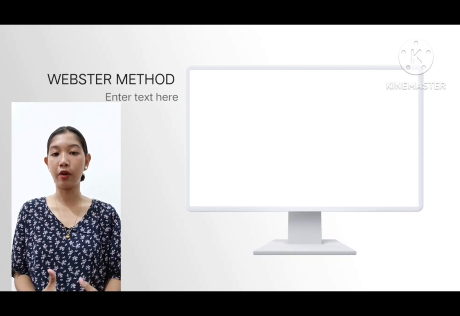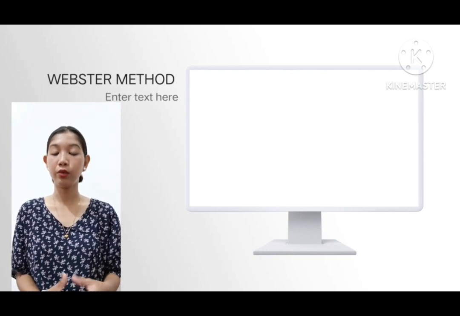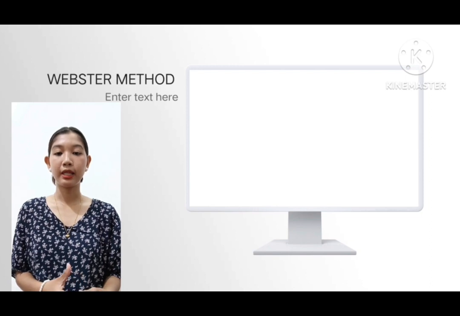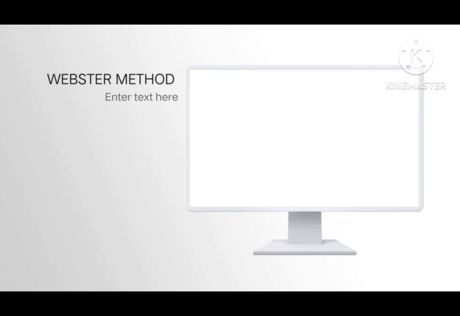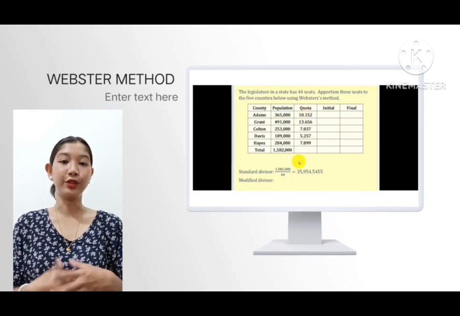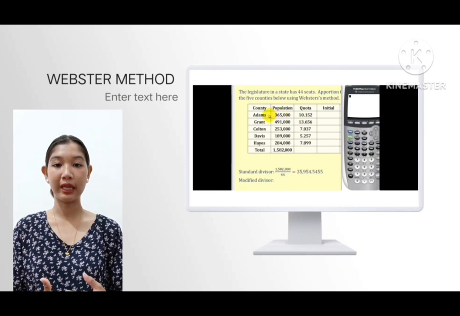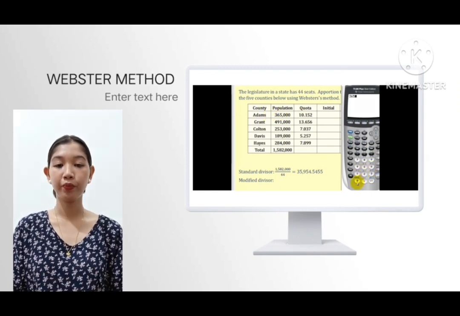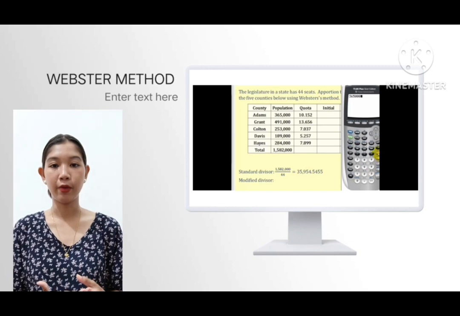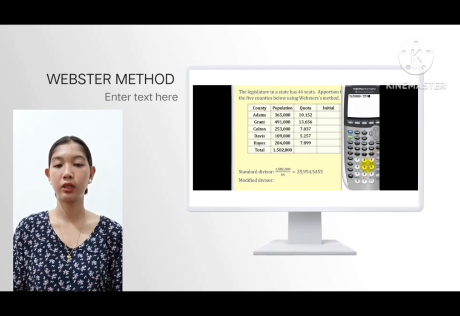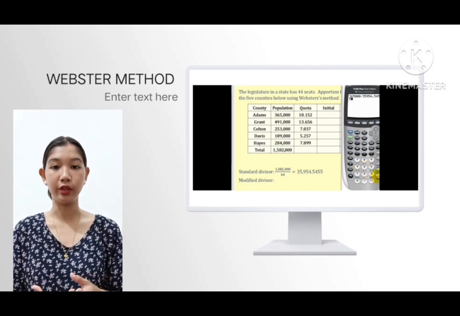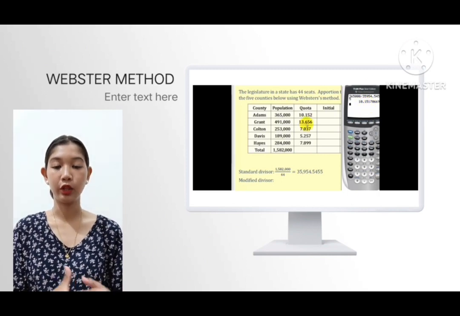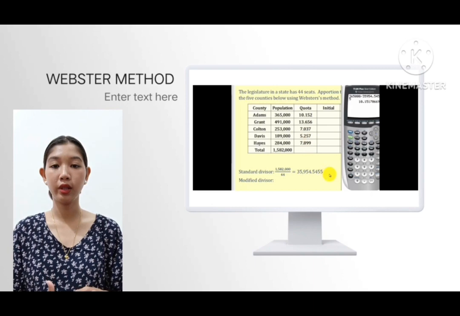So to find the quotas, we take each population and divide it by the standard divisor, which I've already done to save some time. But let's go ahead and check at least one of them. So the quota is approximately 18.152, and we would do the same for the 4 remaining counties. And now, for Webster method, for the initial allocation, we'll round the quota to the nearest whole number.